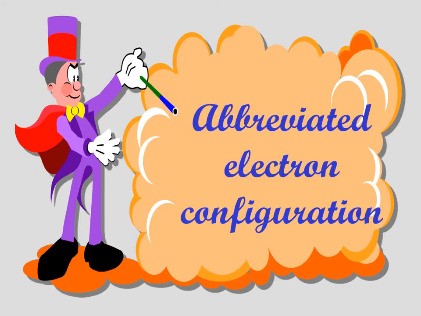So now we're going to look at an abbreviated method to write out the electron configurations. If you think back to that gold example, it took us a pretty long time to write out the whole electron configuration for gold. With the abbreviated electron configuration, or you might hear me call it the noble gas electron configuration, it condenses it and makes it a lot easier for us to write.